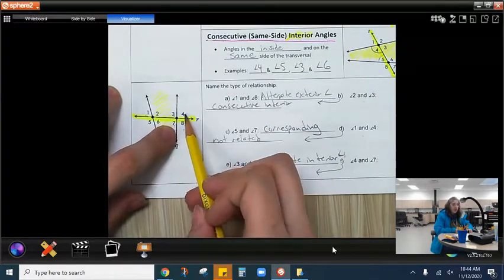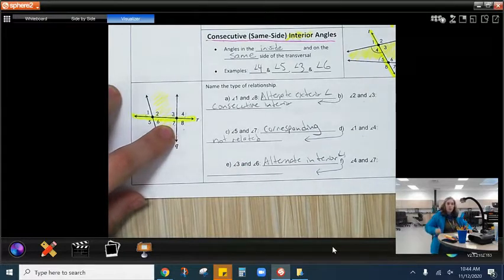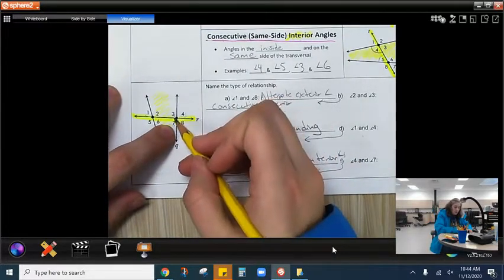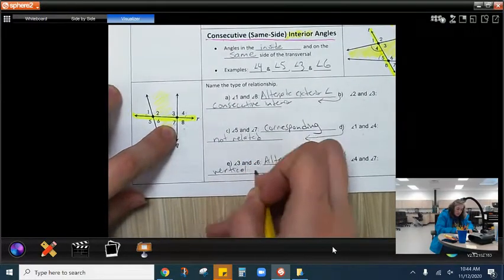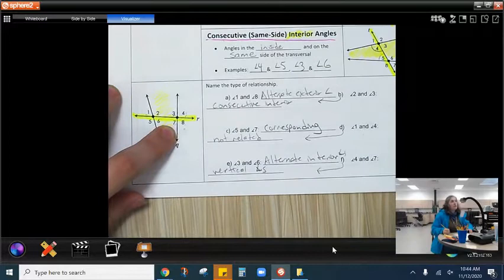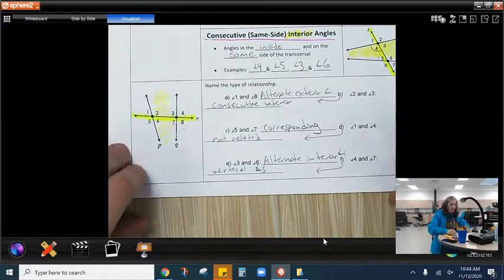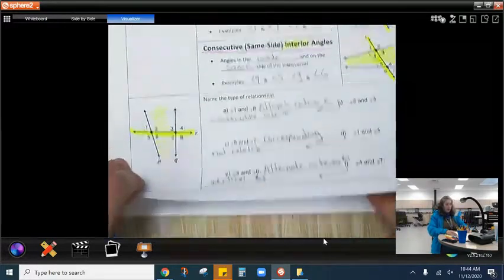4 and 7, these two. Hey, we know those. We've known those for a while now. Those ones have the same vertex. These ones are vertical angles. Right? They're vertical angles. And we've known that for a while. All right, let's take a look at some more examples.